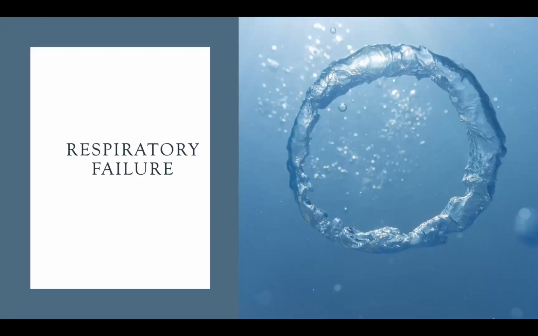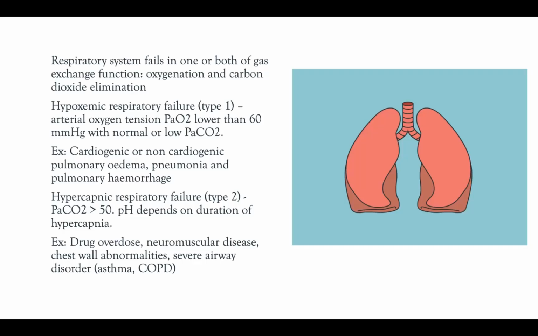All right, so today we're going to talk about respiratory failure. Now, our respiratory system has two big functions: oxygenation and elimination of carbon dioxide. And when that fails in one or both of the gas exchange functions, we call that respiratory failure. So there are two big types, type 1 and type 2.